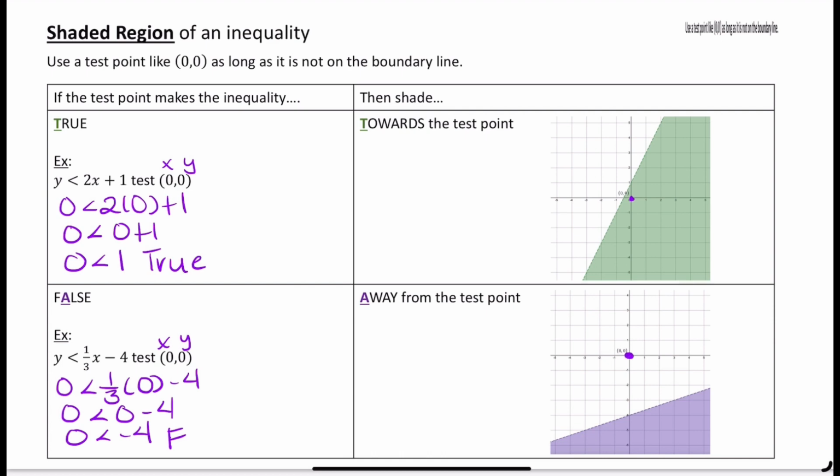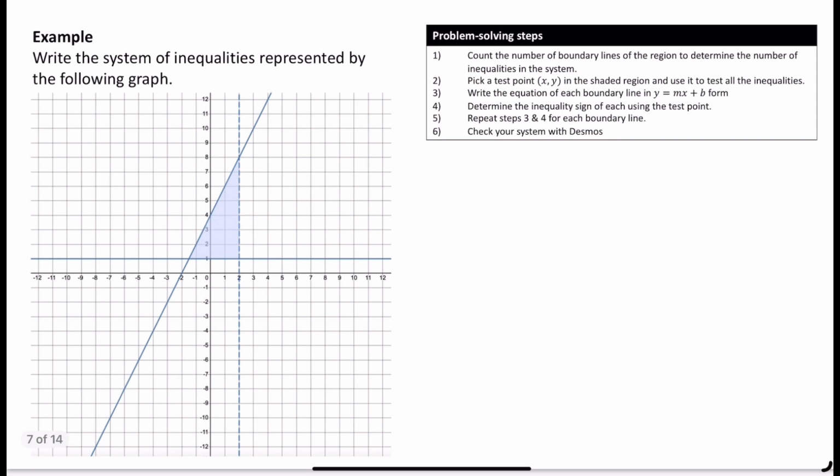So let's put this all together and work on problems where we're going to be writing the system of inequalities that's represented by a graph. So the first thing to do is to look at your graph and count the number of boundary lines that you have. So you can see here we have a triangular shaped region. So we have 1, 2, 3 boundary lines, okay? So that's going to tell me that I need 3 inequalities to represent this system.